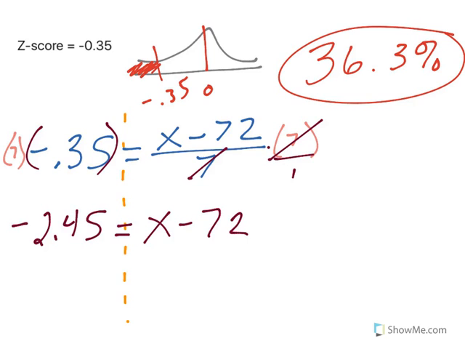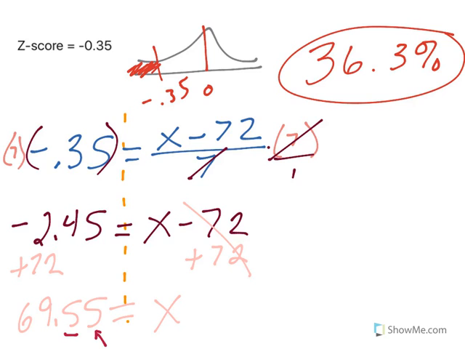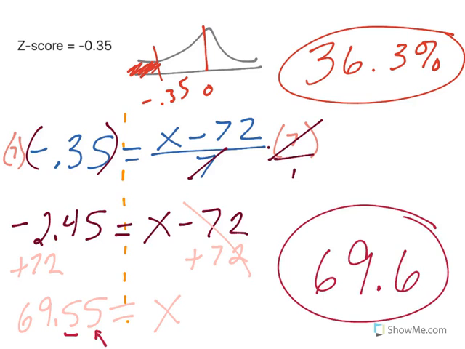And last step, I need to get x by itself. So the opposite of minus 72 is plus 72. So I have x equals 69.55. Recall that it says our values to 1 decimal place. So if I go to 1 decimal place, that 5 tells me to round up. My value would be 69.6. So here's my value, and this one is my percentile.